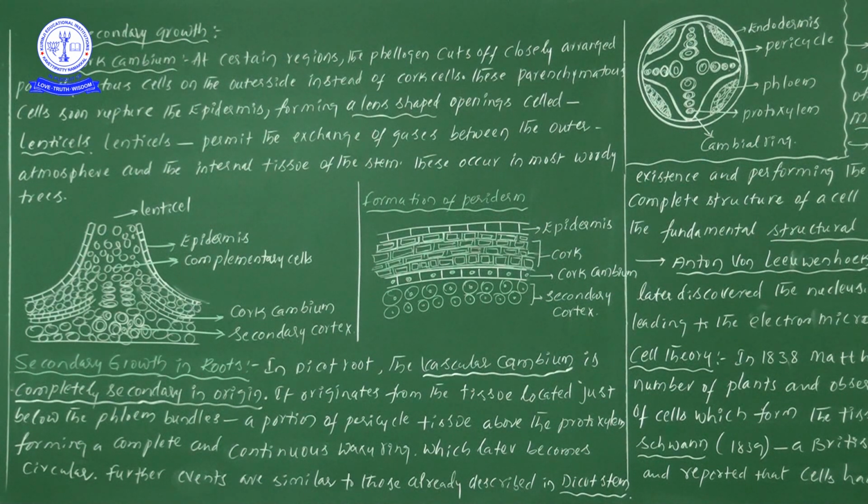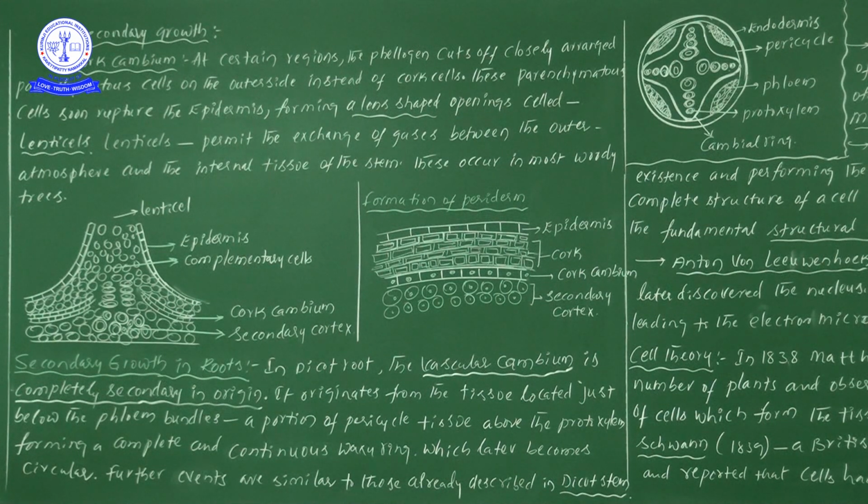So here is one important point about secondary growth. It takes place in two places: one in the vascular cambium and one in the corky cambium. In the previous video we saw that open type vascular bundles are present, so intrafascicular and interfascicular cambium develop. Due to the activity of the cambium, what happens?